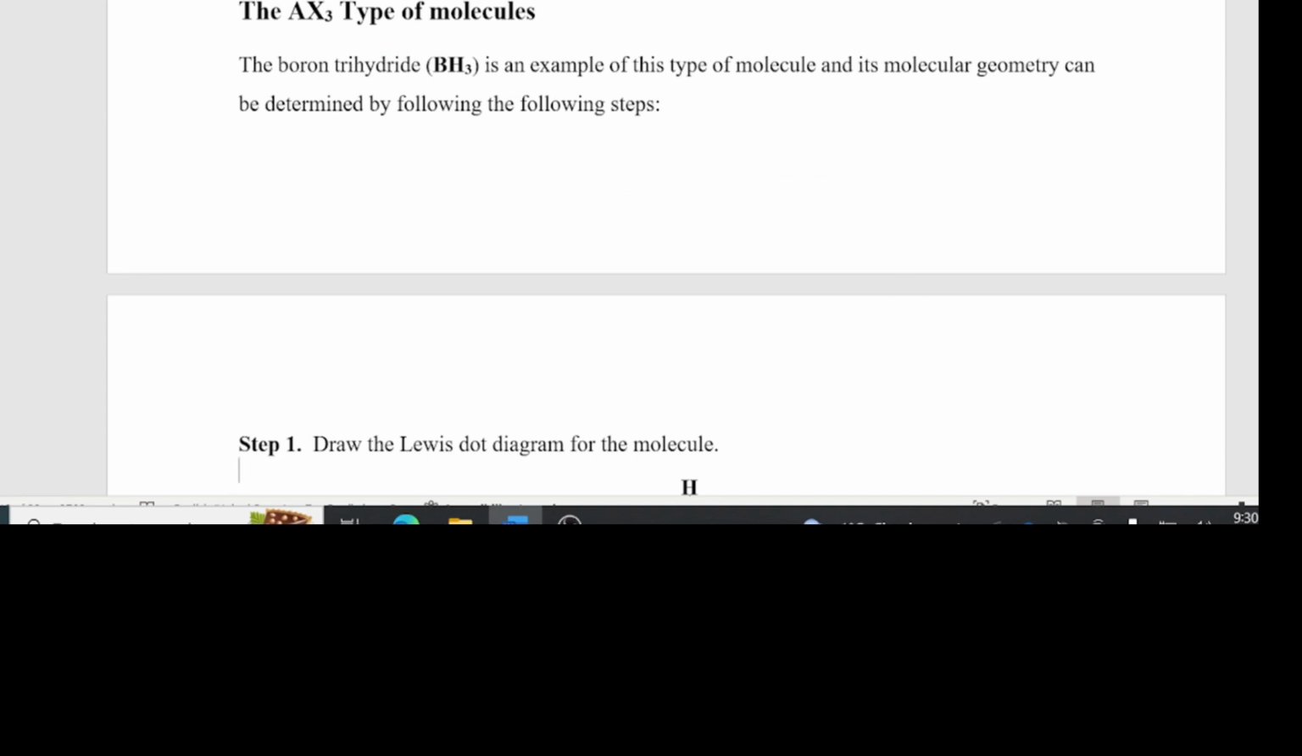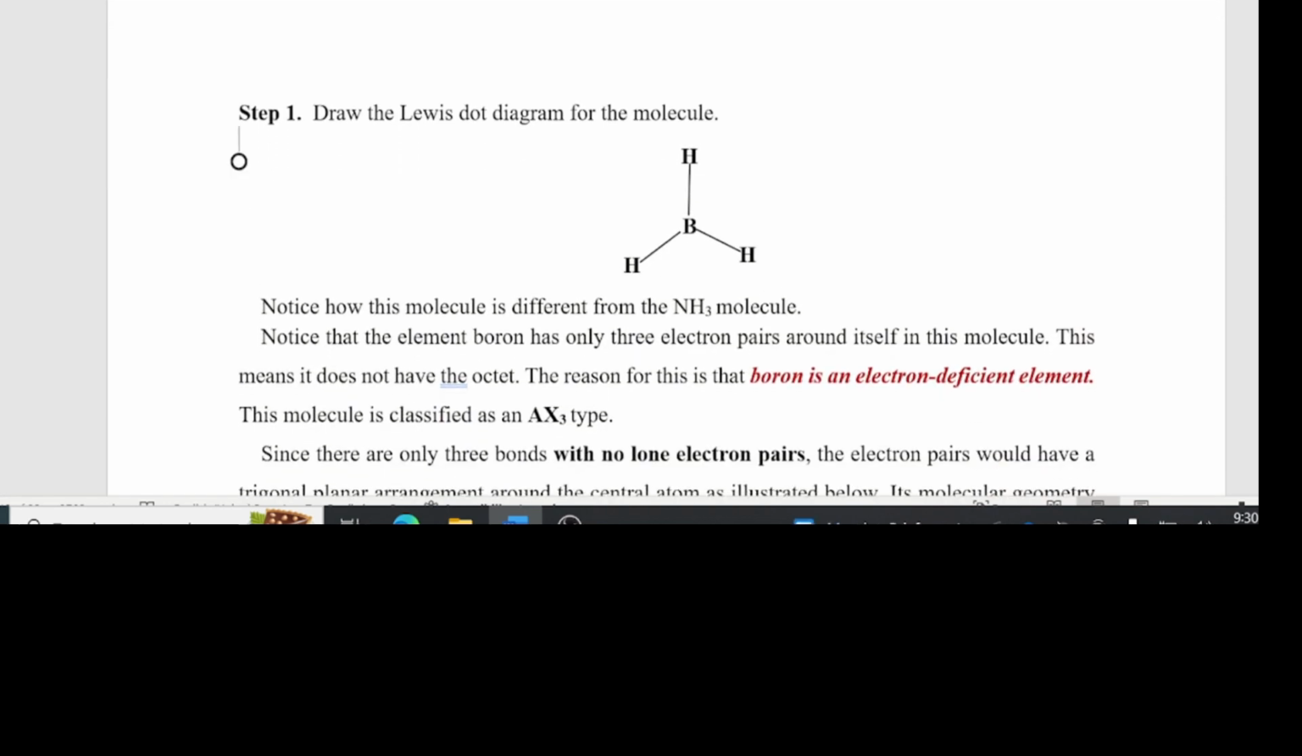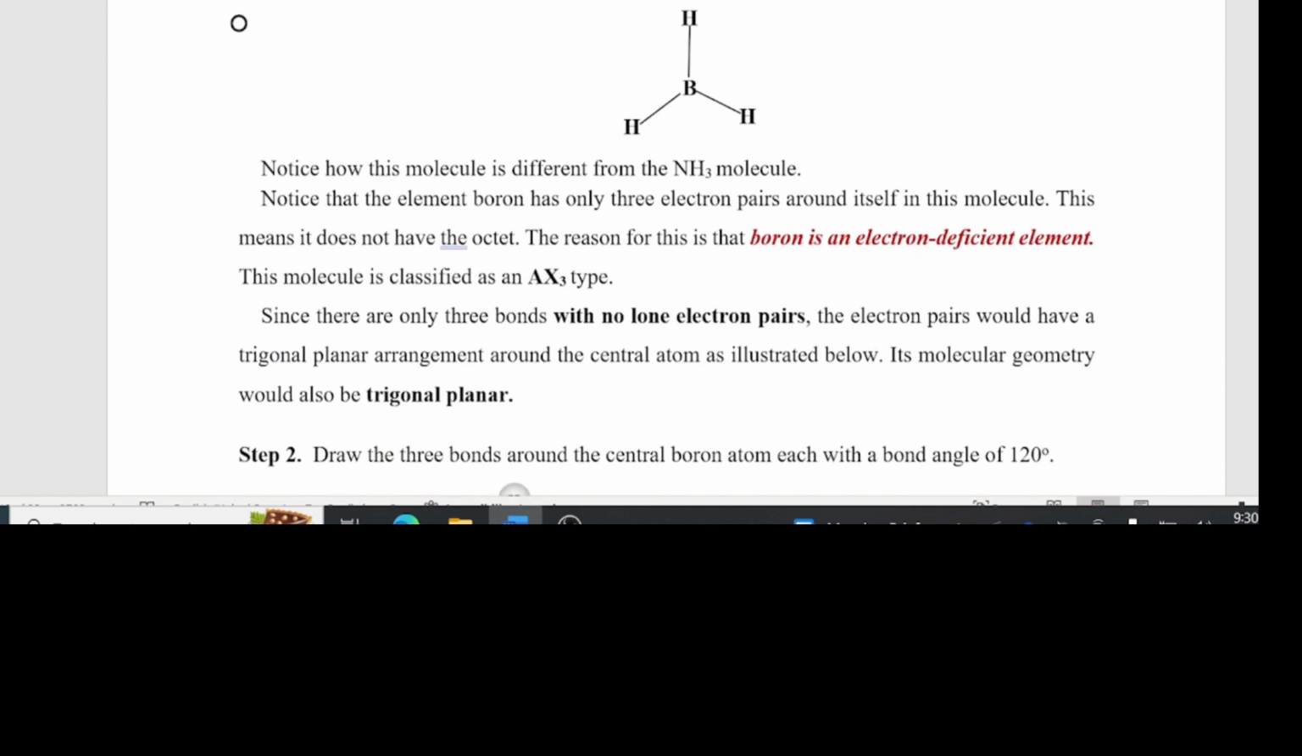AX3 type of molecules, we use boron trihydride for that. Alright? So first what we do is we draw the Lewis dot diagram. I can see we have boron with 3 hydrogens around it. Now, people may want to say, how come I'm having only 3 bonds there? Something seems to be wrong. 2, 4, 6. This boron we are only accounting for 6 electrons. Okay?